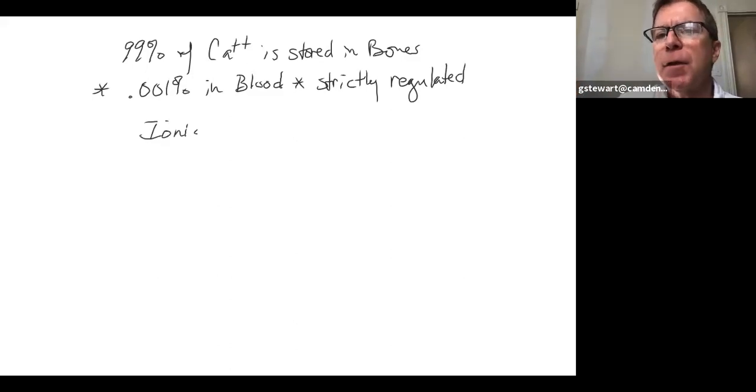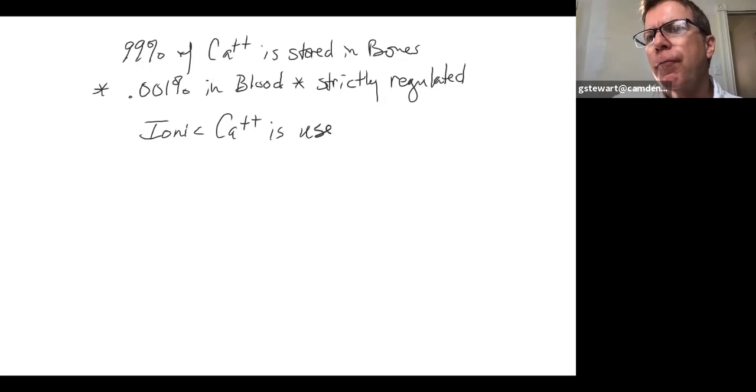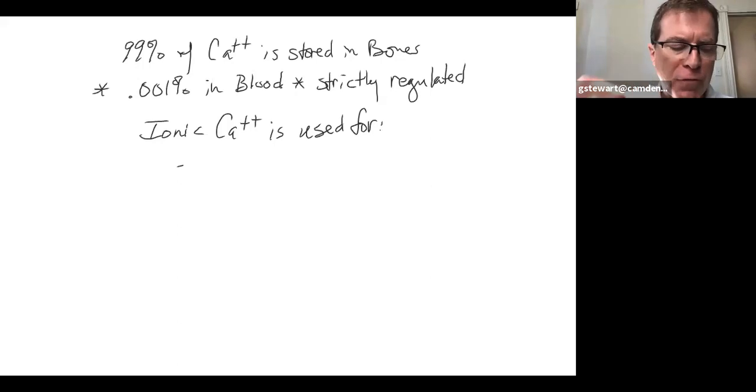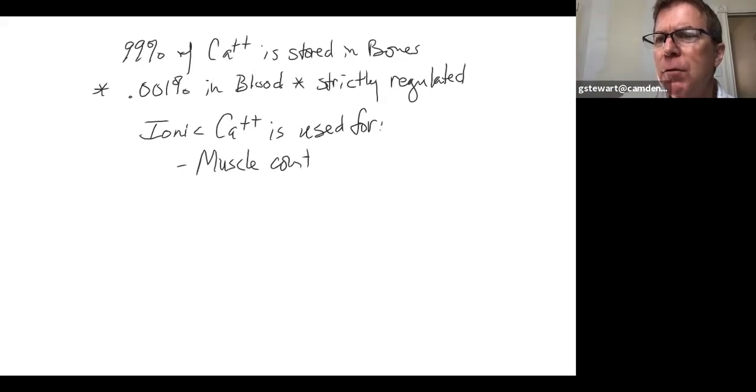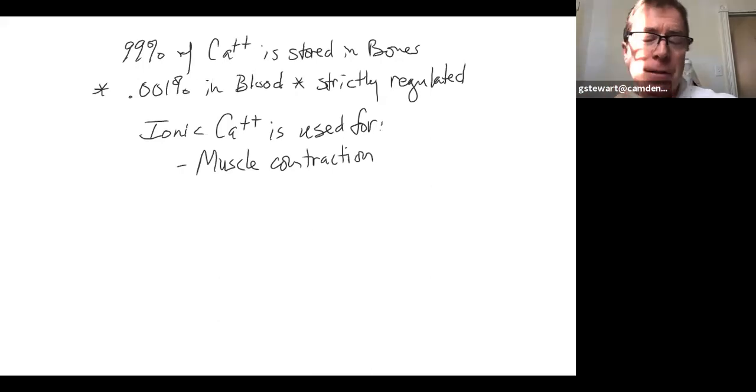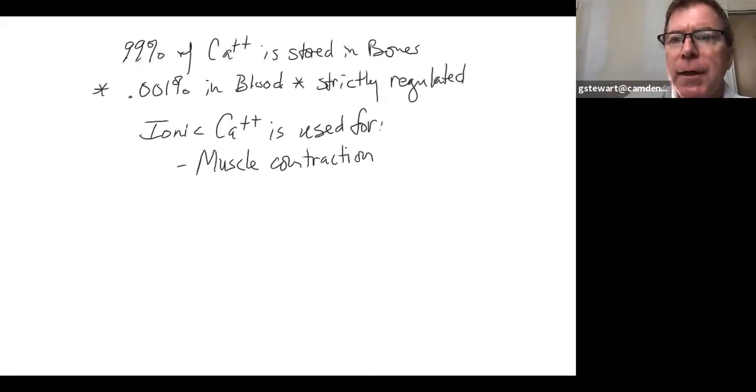Why do we need calcium in the body to begin with, or in the blood to begin with? Ionic calcium is the most used mineral in the human body. I'm going to give you a short list of what it is used for. The list is longer than this, but let's just name 4 or 5 of them. All muscle contraction uses ionic calcium. So every time you move a muscle, every time your heart beats, calcium is being used.